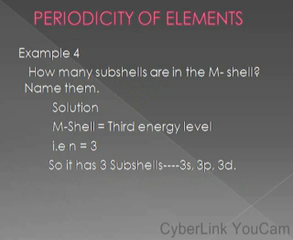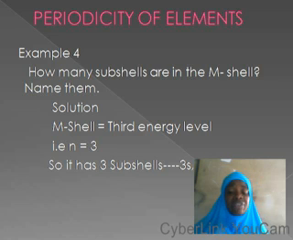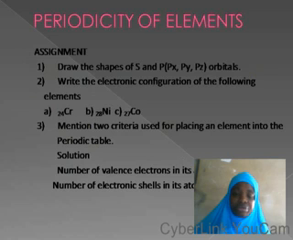Now let's go to example 4. How many subshells are in the M shell? Then we should name them. The M shell is the third energy level, so n equals 3. The subshells there are 3s, 3p, and then 3d. That is the answer to that question.